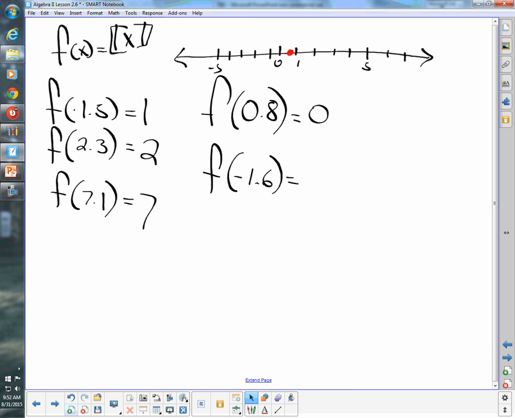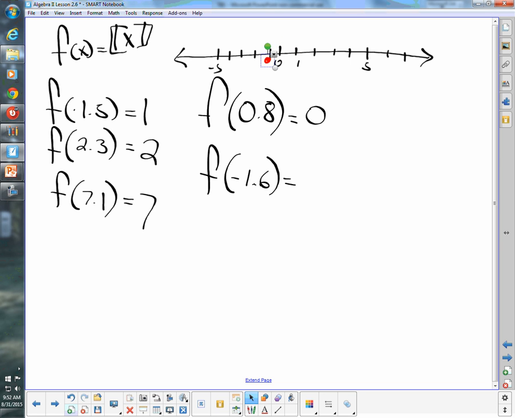Okay? So when I look at f of negative 1.6, what's that? Negative 2. Right. Remember, negatives work backwards, because you're looking to the left of the function. So if I have something like f of negative 3.8, that would be negative 4.